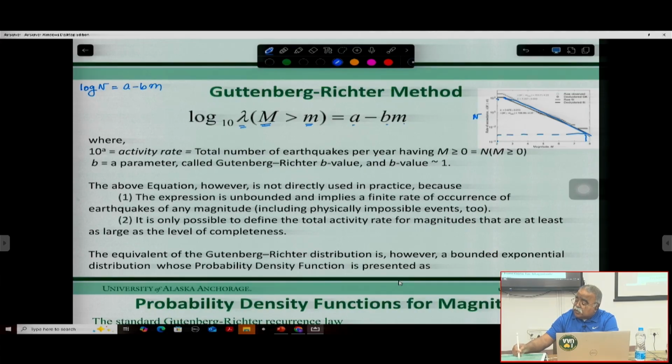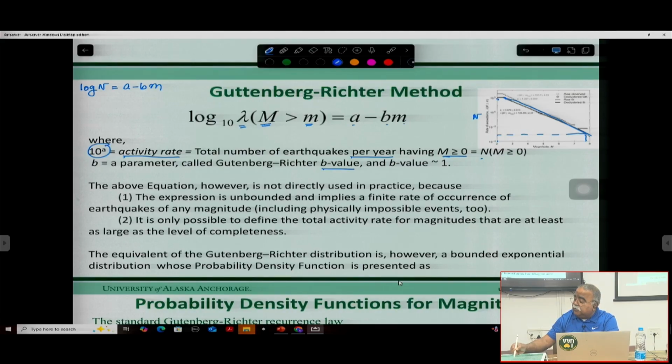So this 10 to the power a is basically the activity rate of that particular zone, and this is your total number of earthquakes per year having magnitude m greater than 0. So that is your number of earthquakes with m greater than 0. That is what we call 10 to the power a, right? And b is a parameter which is called the Gutenberg-Richter parameter.